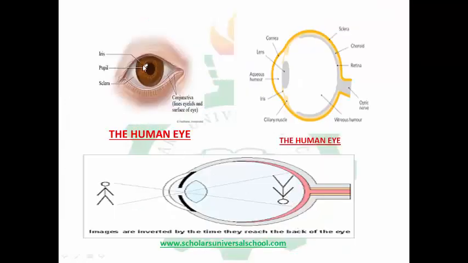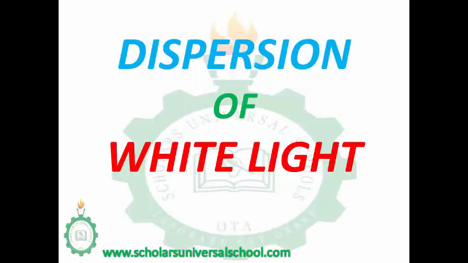Now this is the human eye. Look, the pupil is here, the black spot which is on the iris. This iris here will control the amount of light entering the eyes. Now this is the lens. It helps to focus the images on the retina, while the cornea here refracts the images. Now images are inverted by the time they reach the back of the eyes, as the images formed on the retina are always inverted. Now we're moving on to dispersion of white light.